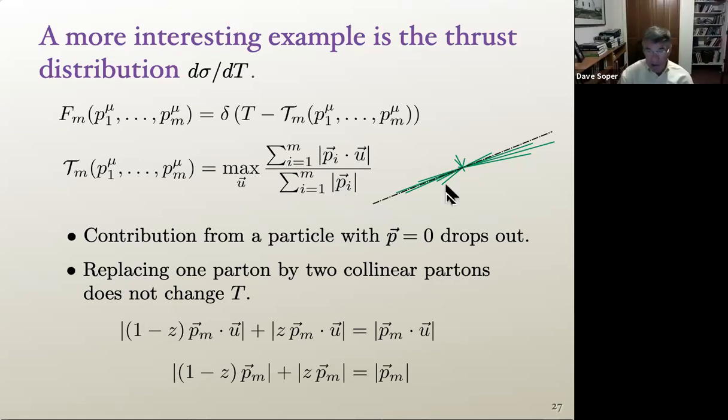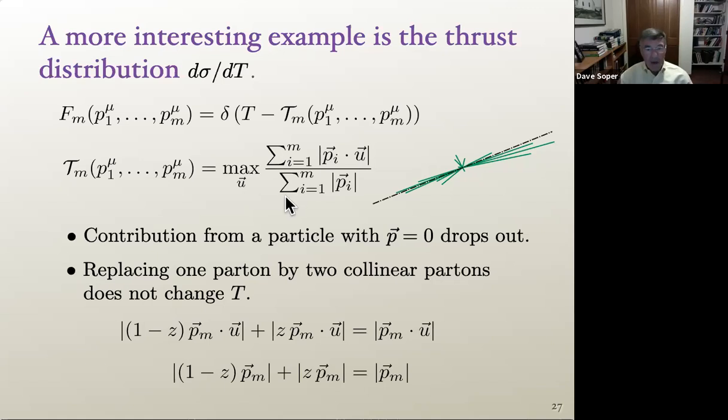And actually, if it's an event like this, then p_i.u is almost the absolute value of p_i. So the thrust is almost 1. So that's an observable in electron-positron annihilation. It's been used for a very long time.